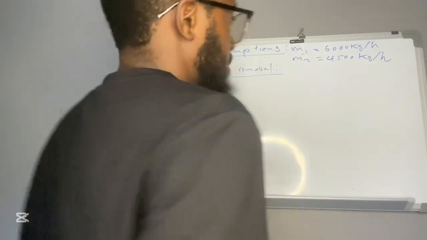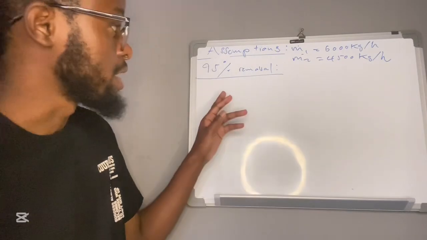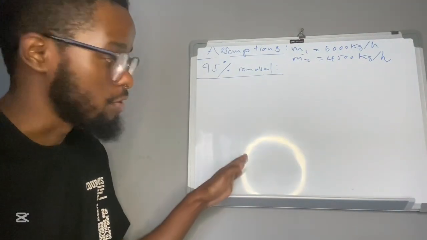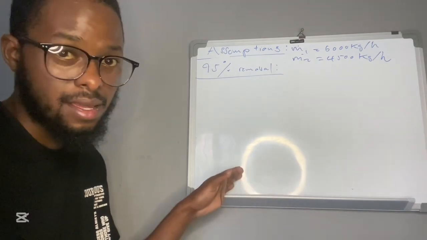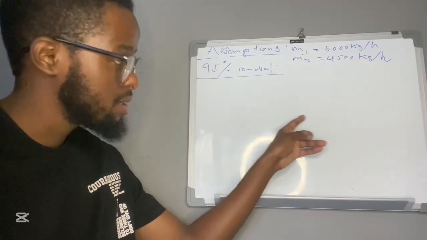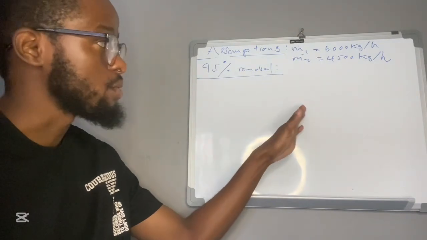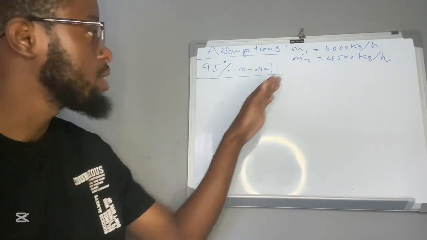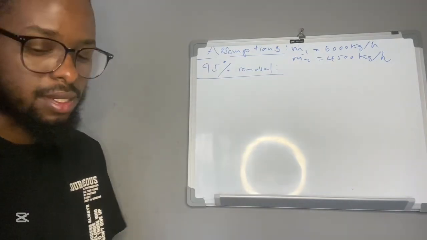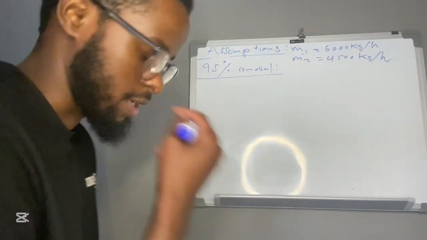Removal, that's right, because on the flowchart, remember, we found M1, we found M3. We assumed that M2 is 4,500. Now we want to find M4. So the only way to find M4 is to take this 95% reacted or removal.